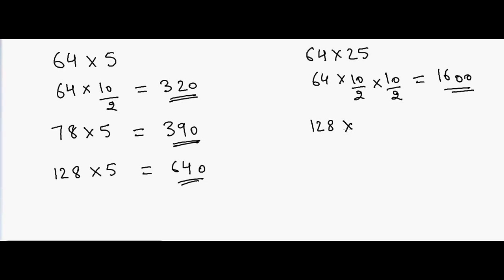Again, if I have 128 and want to multiply by 25, in that case it will be equal to half of 128, 64, and half of 64 is 32. It's 3200.